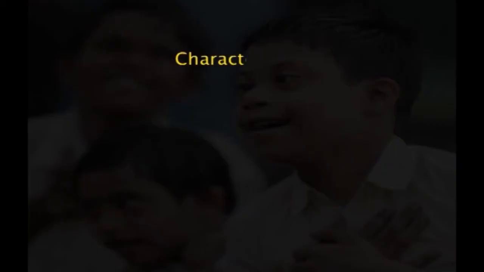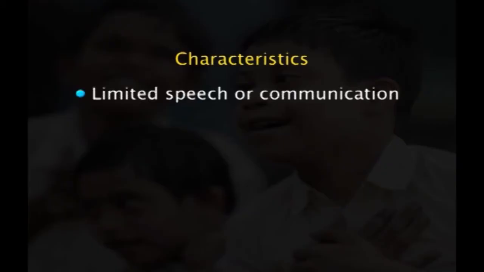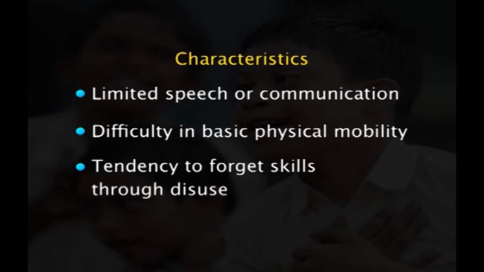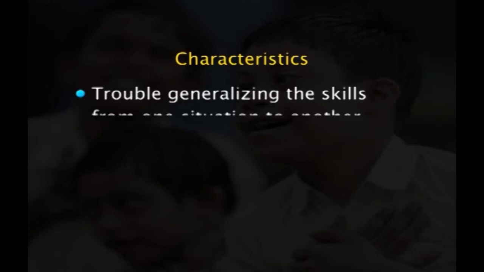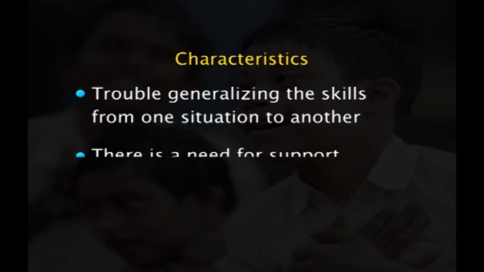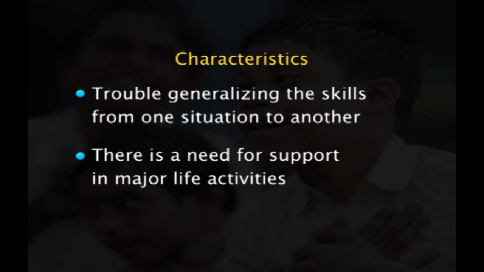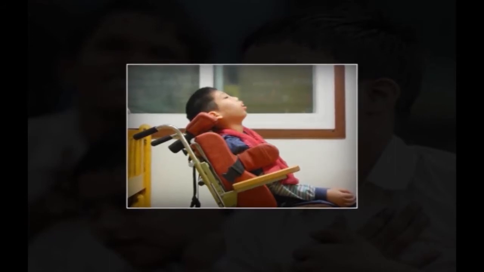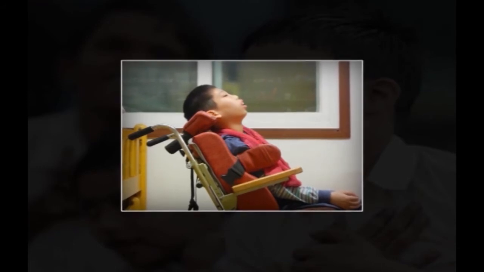Let us see what are the characteristics of the multiple disabled individual or child. The first one is they have limited speech or communication. They have difficulty in basic physical mobility. They have the tendency to forget skills through disuse. They have trouble generalizing the skills from one situation to another, and there is a need for support in major life activities.